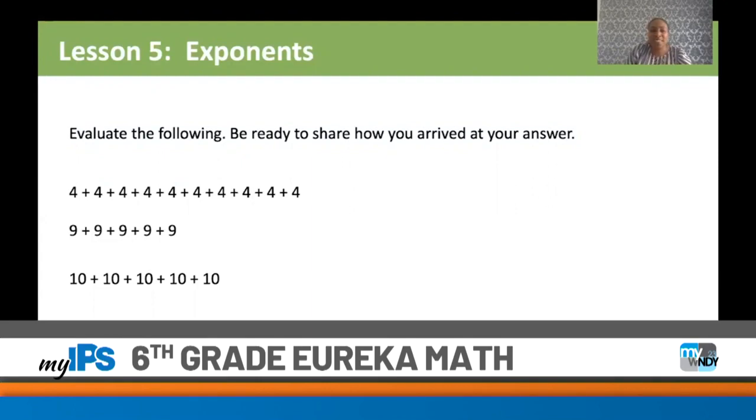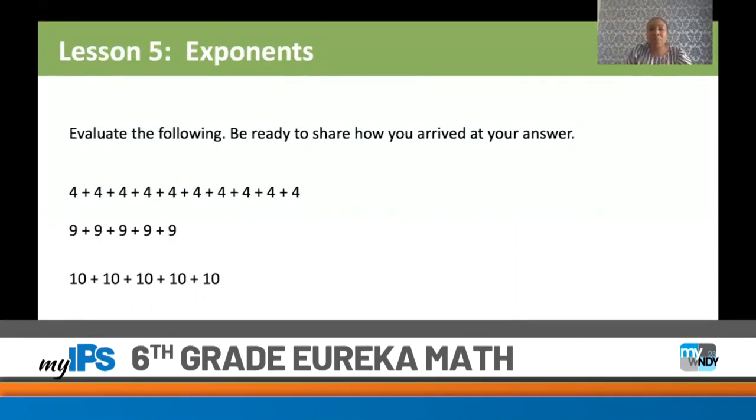Let's review. How many of you counted on in order to evaluate your expression? Counting on sounds a little bit like this. You're starting at number 4, and then you're counting on 4 more each time. So 4, 5, 6, 7, 8, 9, 10, 11, 12. Did anyone use that as a strategy? Or maybe you counted by 9s. 9, 18, 27, 36, 45. Addition is a faster way of counting on. Did any of you use multiplication?